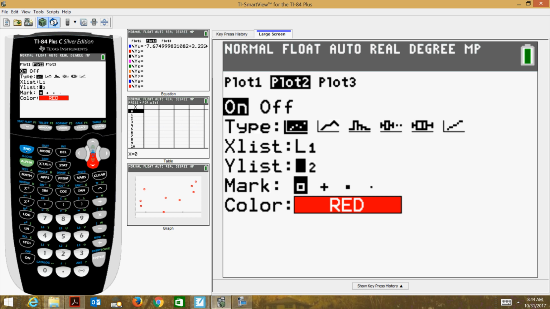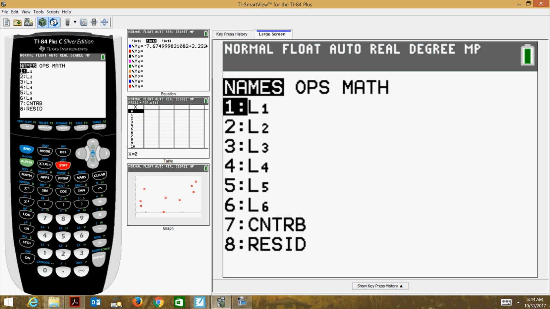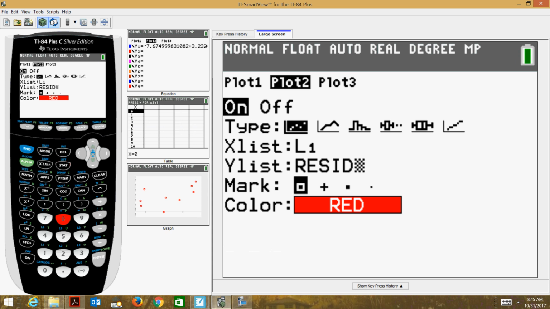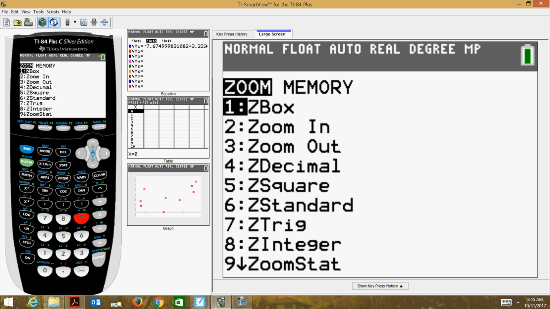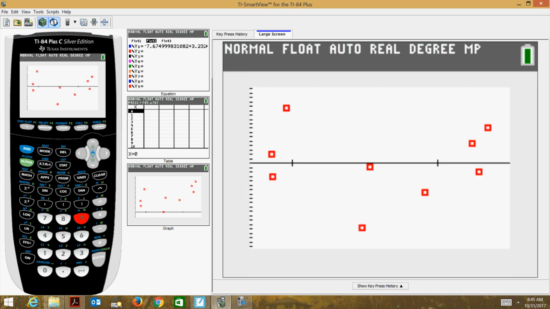In order to get the residuals, you want to first make sure that you have the Y list highlighted, and then click on second and then stat to go to list. Now, you should instantly be able to see RESID, which represents residuals, and we want to click on that. Okay, so now that we have residuals in our Y list, we're ready to graph it. So make sure you click on zoom 9 to see the graph. And voila, we have our residual plot on our calculator.